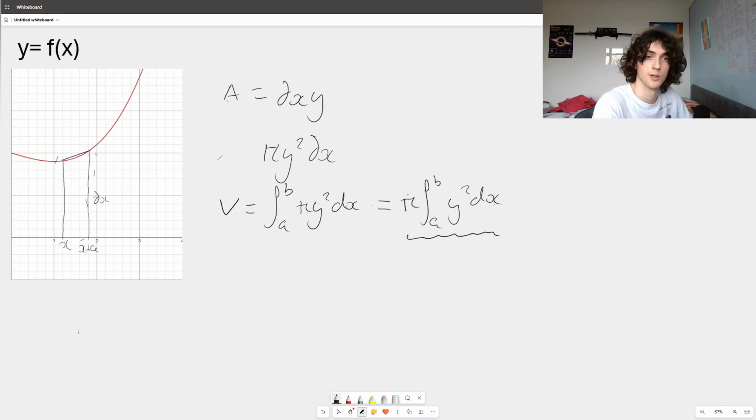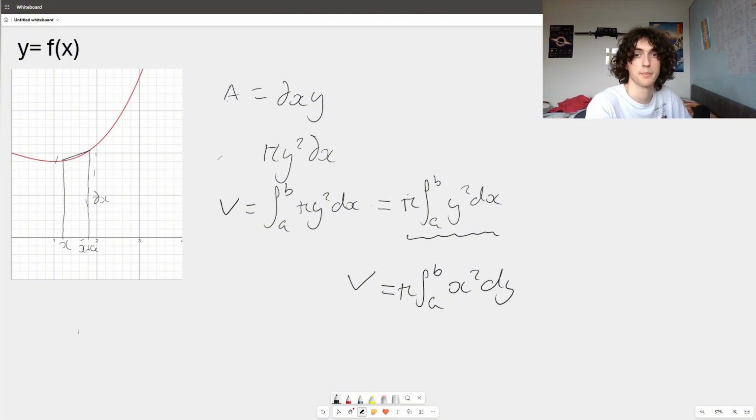This does also work with the x-axis. So if you are rotating 360 degrees, it also works with the y-axis. If you are rotating 360 degrees around the y-axis, then the volume is going to be equal to pi times by the integral from b to a of x squared dy.